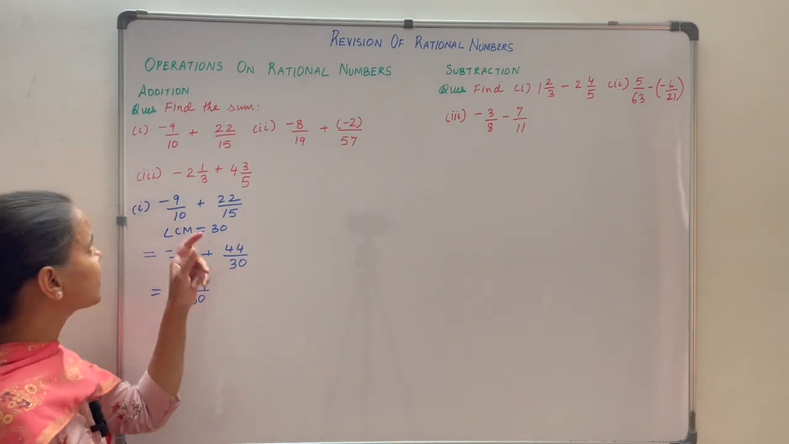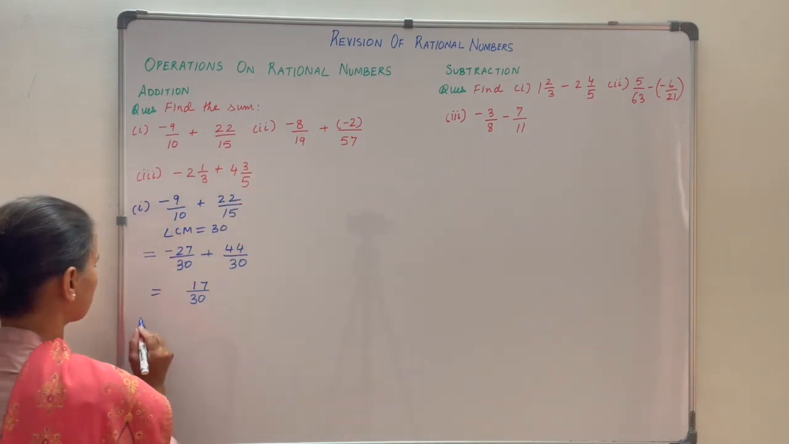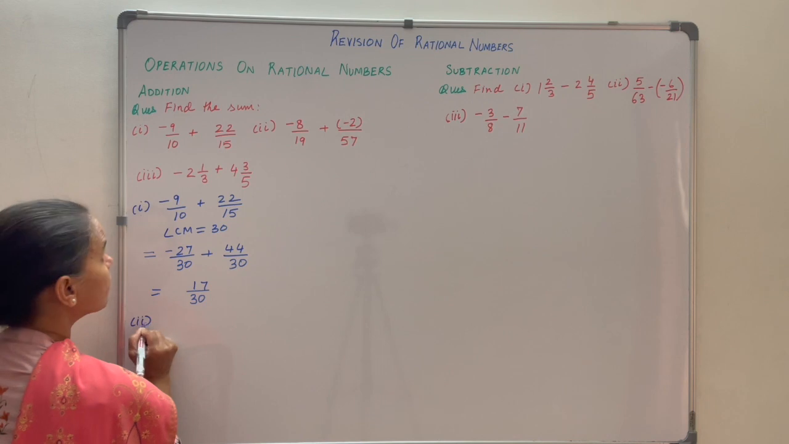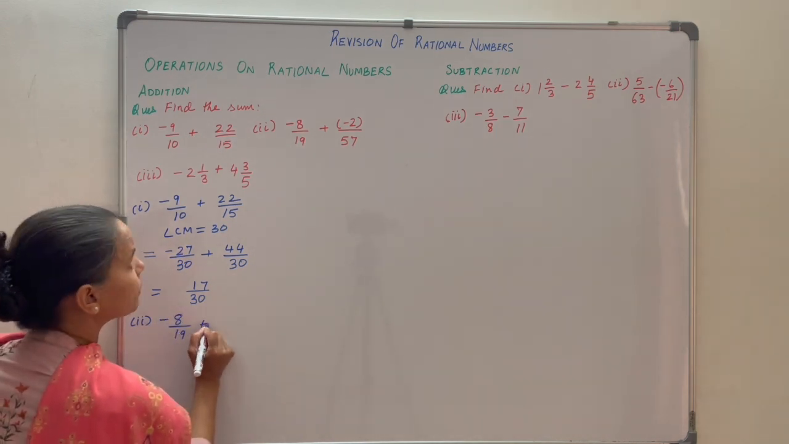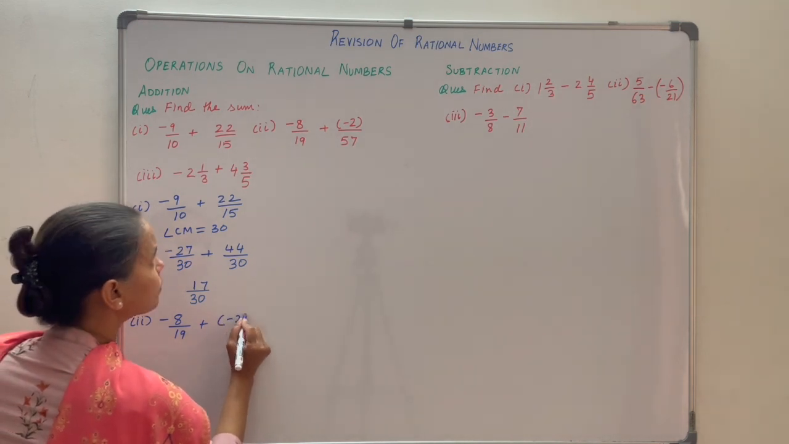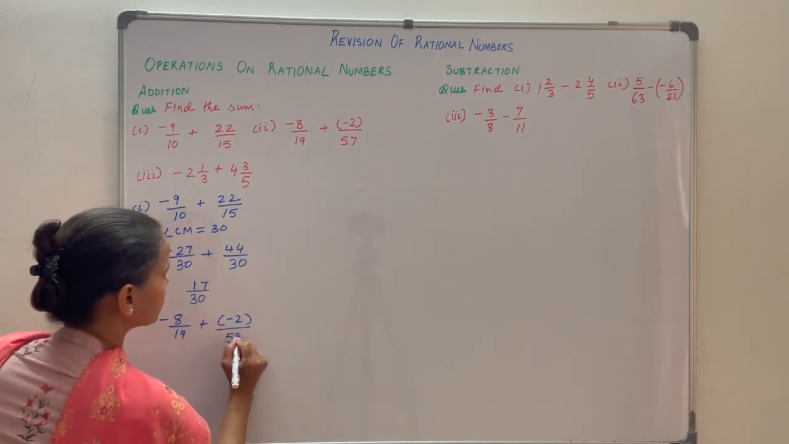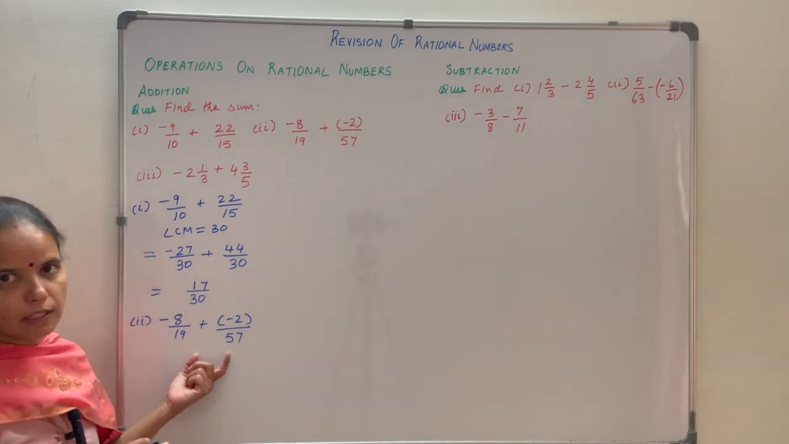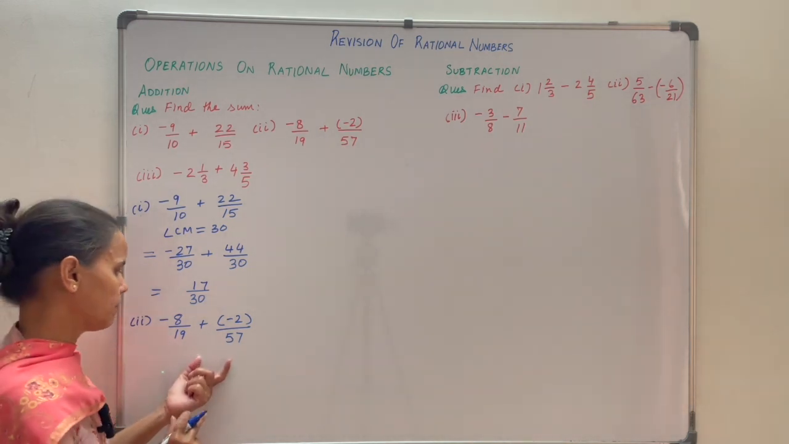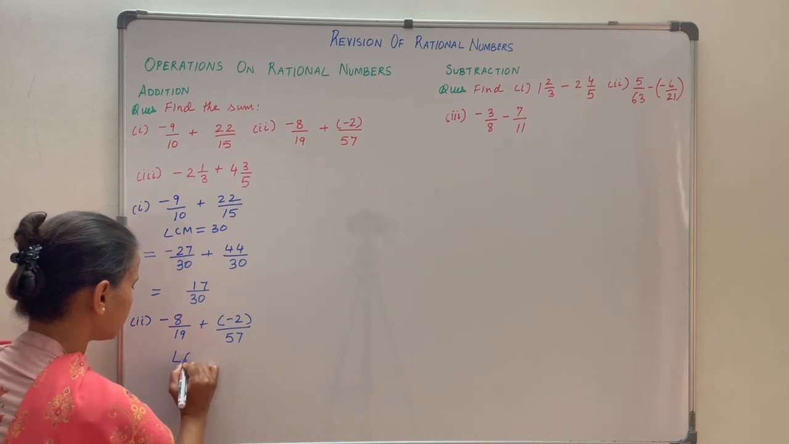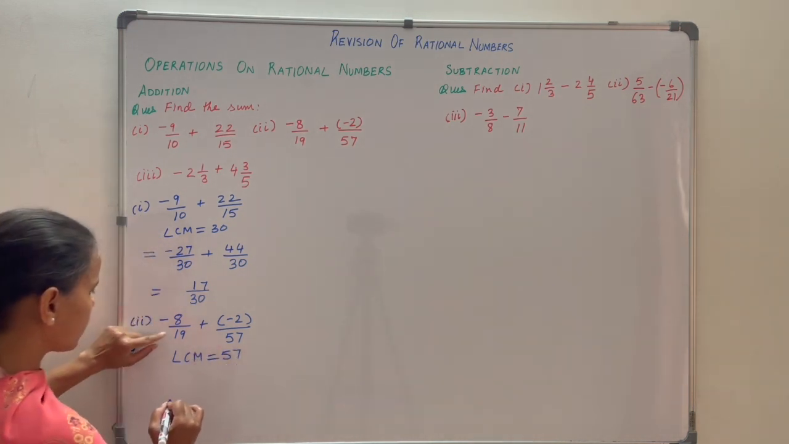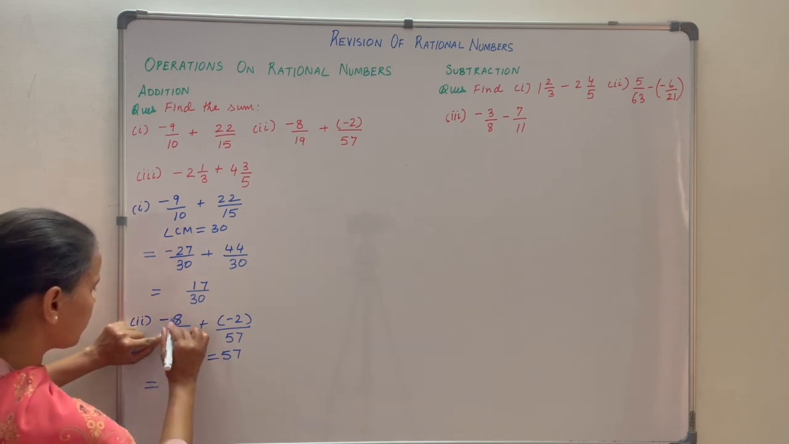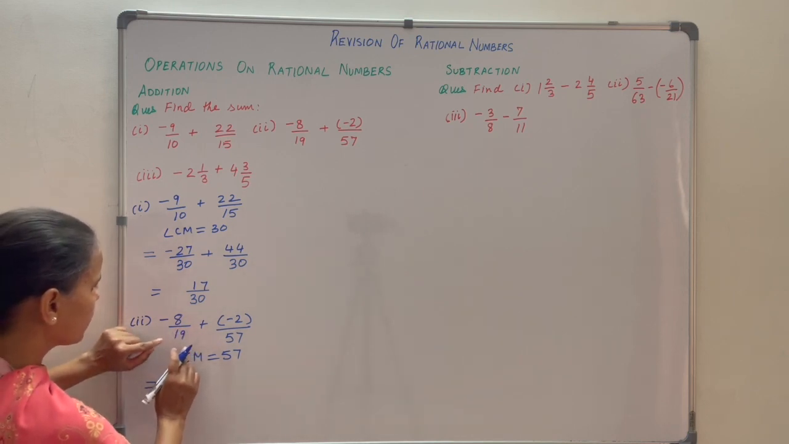Now let us take the second question. The second question is minus 8 by 19 plus minus 2 by 57. So here the denominators are different. You need to make the denominator the same. So the LCM of 19 and 57 is 57. So we will now write this as an equivalent rational number. You have to multiply both numerator and denominator by 3 so that you get the denominator as 57 here.